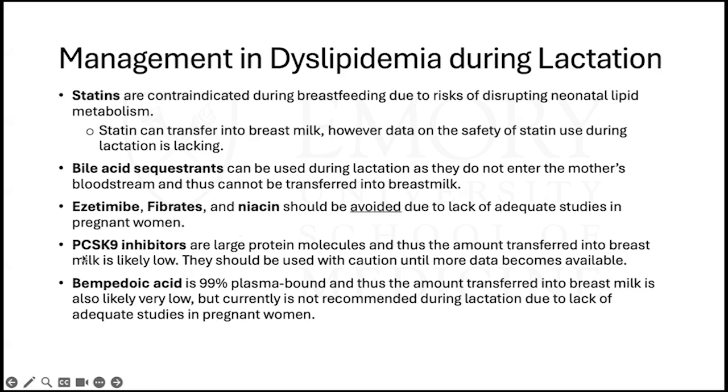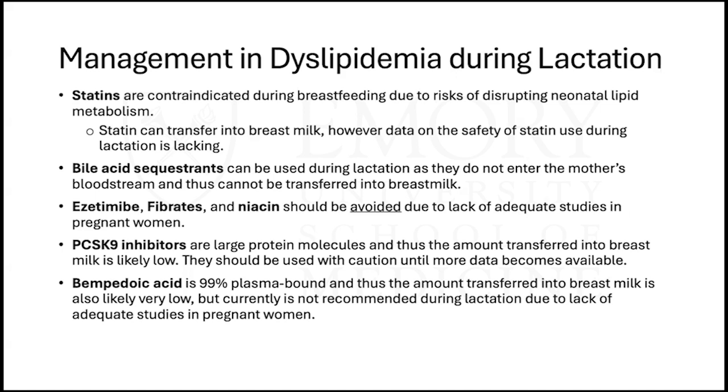And then PCSK9 inhibitors, theoretically, if they do get transferred into breast milk, there should be very low levels of them just because it's a large protein molecule. However, it is recommended that if you do decide to use PCSK9 inhibitors during lactation or breastfeeding, they should be used with caution until more data becomes available.